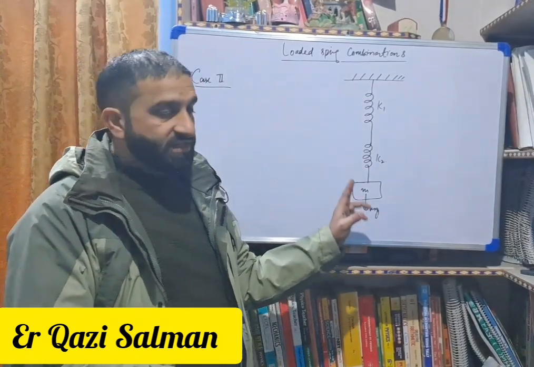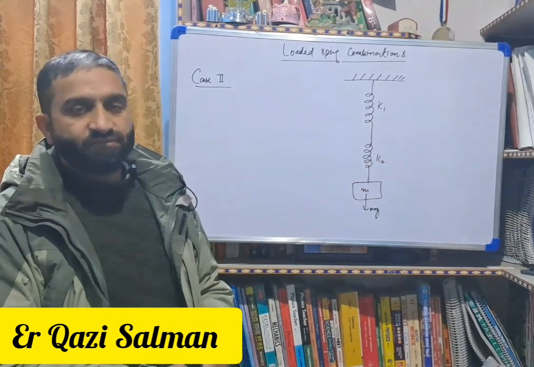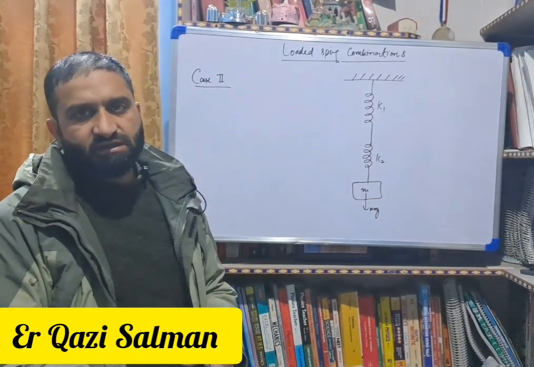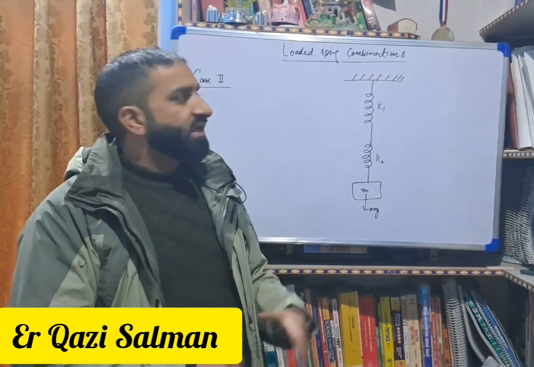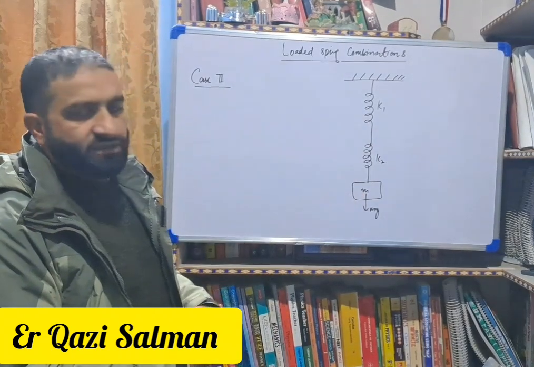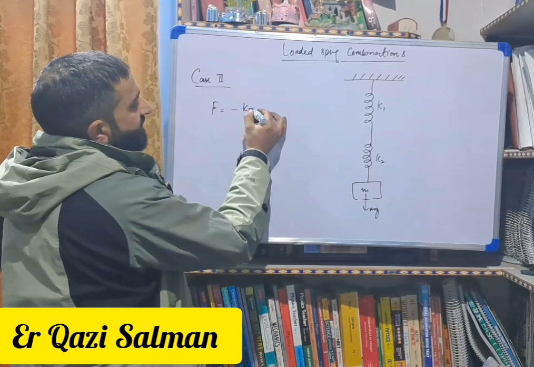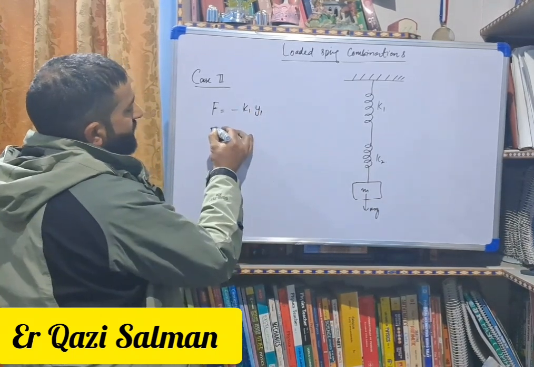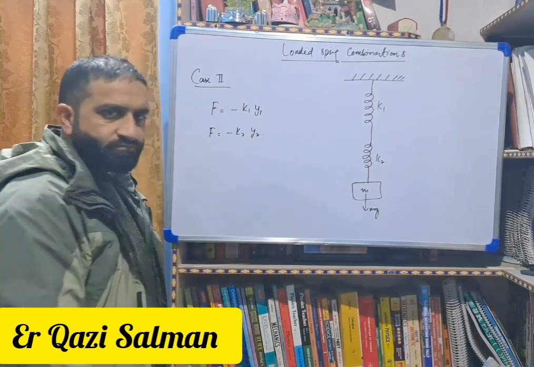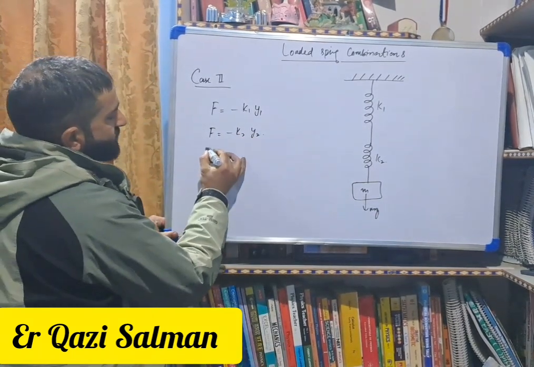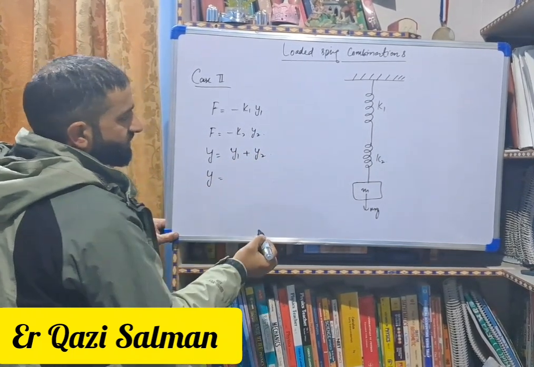Let us take another case. A mass M is attached to a combination of two springs having spring constants K1 and K2. When this mass is displaced in the vertical direction, the restoring force developed will be F, but the extensions will be different. Let us say that the extension produced in K1 is equal to Y1. So the restoring force in spring number 1 will be equal to minus K1 times Y1, and the restoring force in spring second will be equal to minus K2 times Y2.